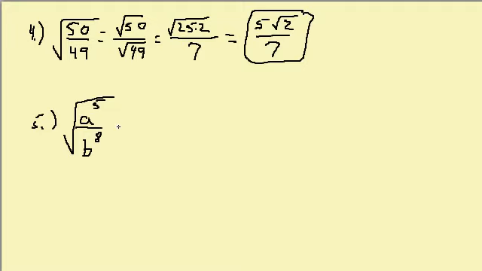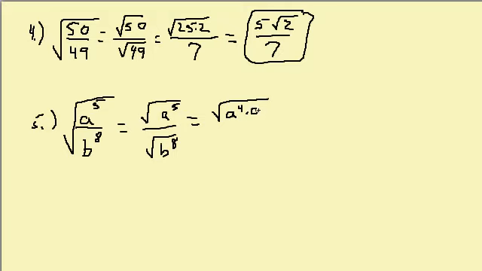Let's take a look at another one. So I'm going to split this up, so I get the square root of a to the 5th over the square root of b to the 8th. So I'm going to simplify. So the square root of a to the 5th, a to the 5th is not a perfect square root, but it does have a factor that's a perfect square root. So I'm going to rewrite a to the 5th as a to the 4th times a, and then b to the 8th, well, 2 goes into 8 4 times, so that's just b to the 4th.